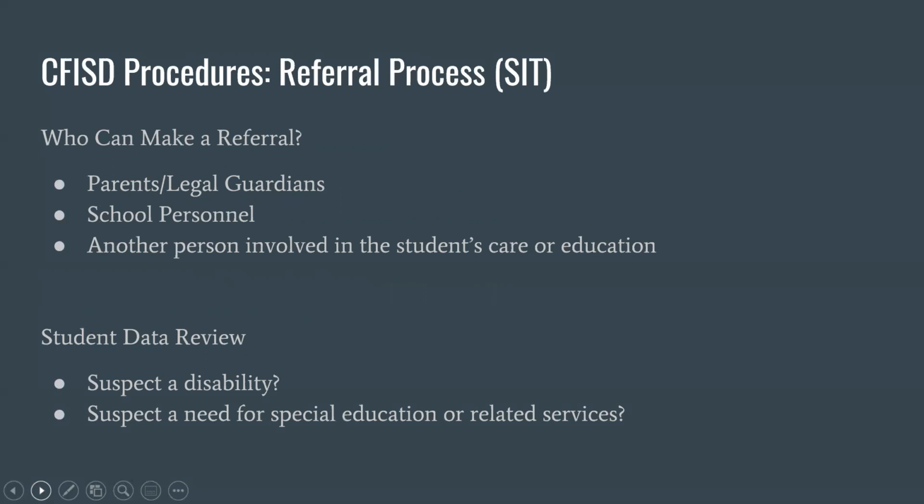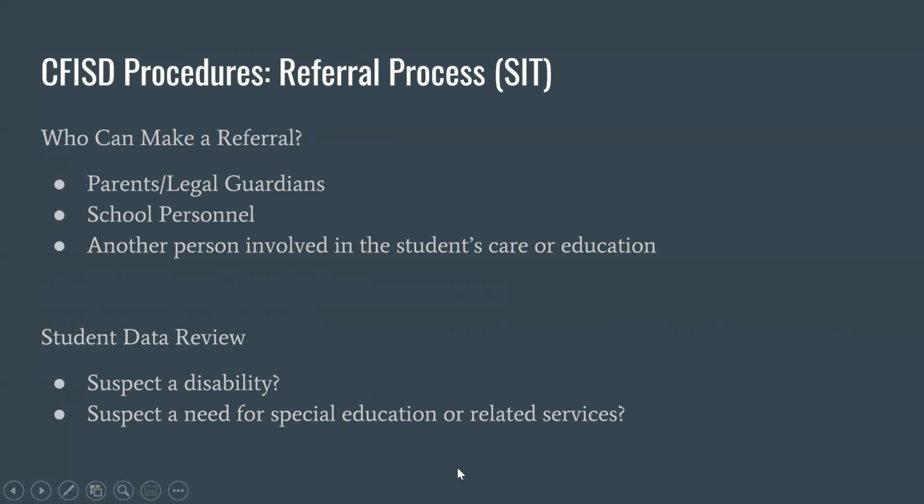Our procedures for the referral process, or SIT: who can make a referral? Again, any parent, legal guardian, school personnel, or another person who is involved in the student's care or education. The student data review: while reviewing the student's data, the campus should seek an answer to important questions. Is there a reason to suspect that the student has a disability? Is there a reason to suspect that because of the disability, the student needs special education and related services?